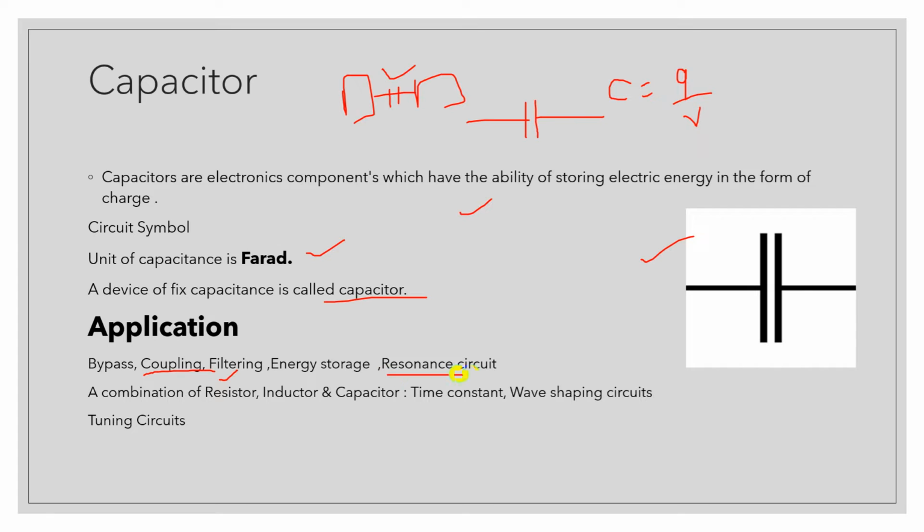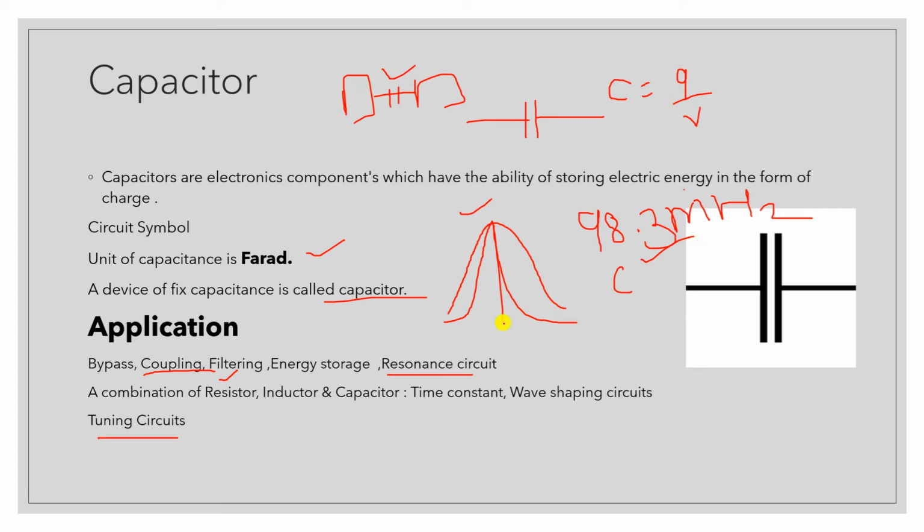Then what about the resonance circuit? A resonance circuit is also useful in the tuning circuit. What is meant by resonance? To tune at a particular frequency. For example, all of you know the FM channel. If we want to listen to Radio Mirchi, we want to tune to the 98.3 megahertz frequency. For that tuning purpose, we require the capacitor. A capacitor that tunes at a particular frequency is known as a tuning circuit.